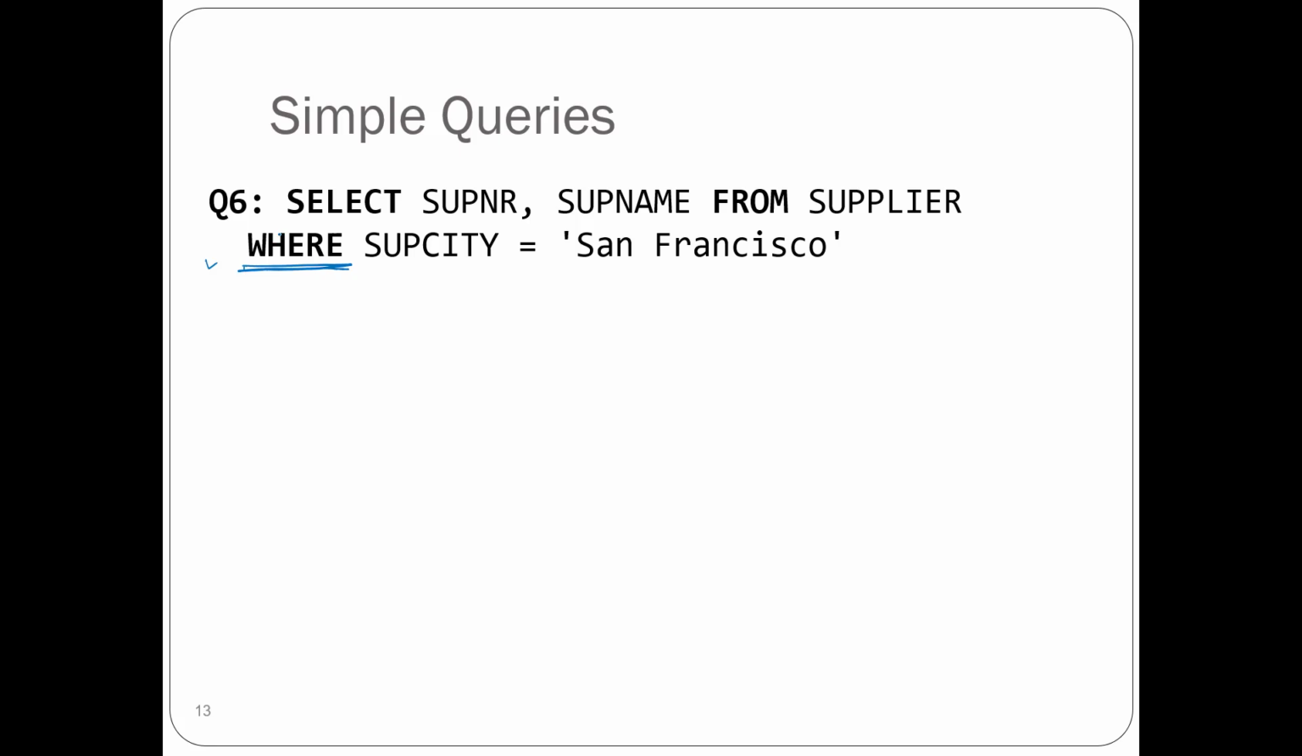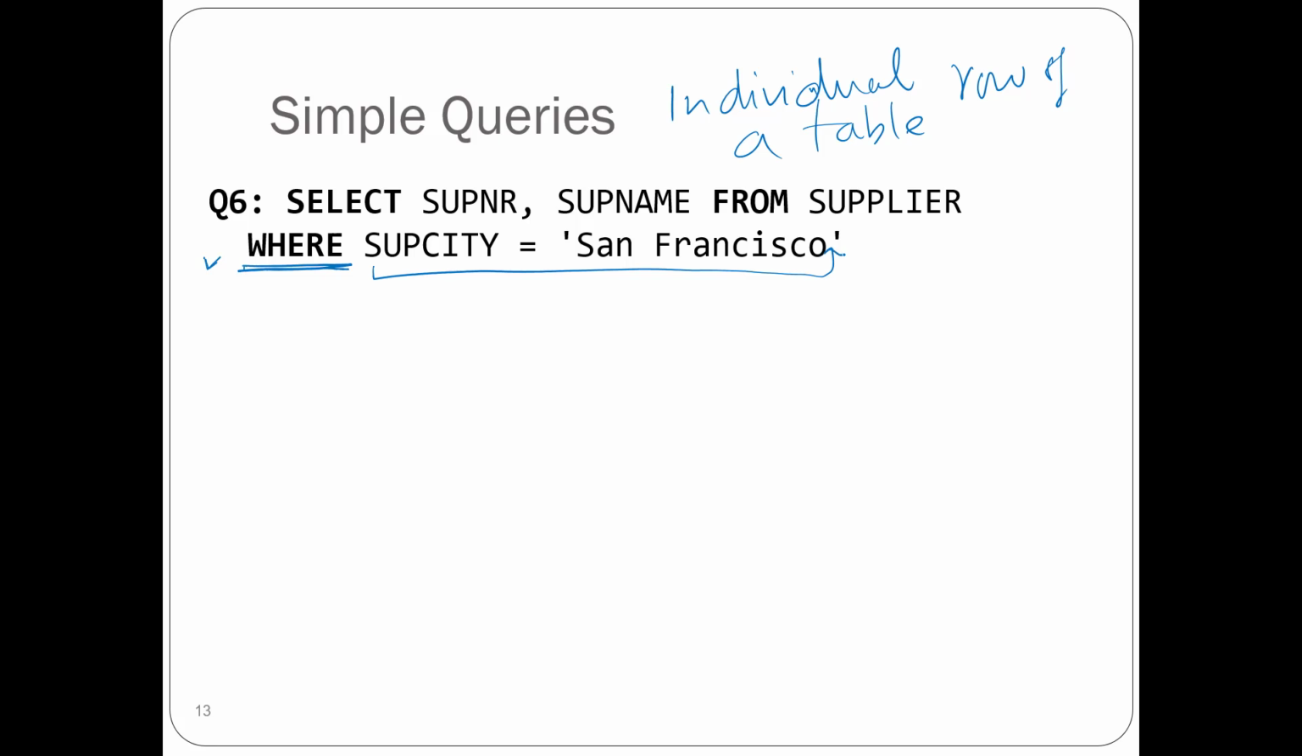So wherever we have to apply the condition, I should be careful about it. When we want to impose the condition on individual rows, the keyword over here is individual rows of a table. We will make use of the keyword WHERE, and the keyword WHERE is followed by a condition. We will get to that in a few seconds. Let me first read the whole query.